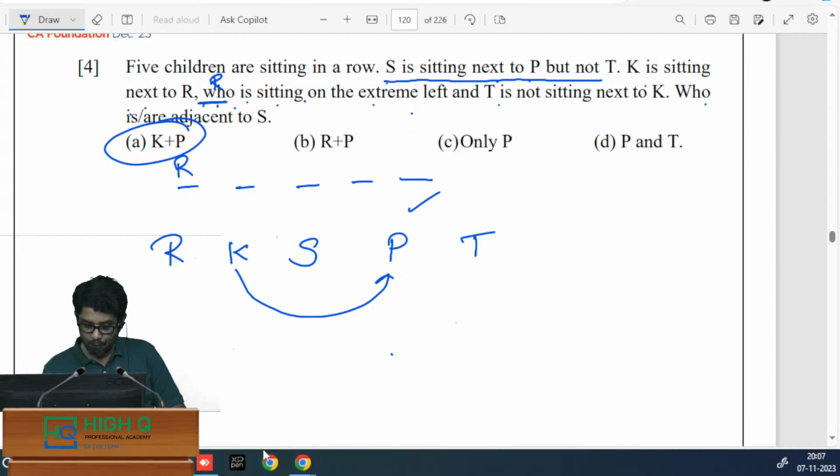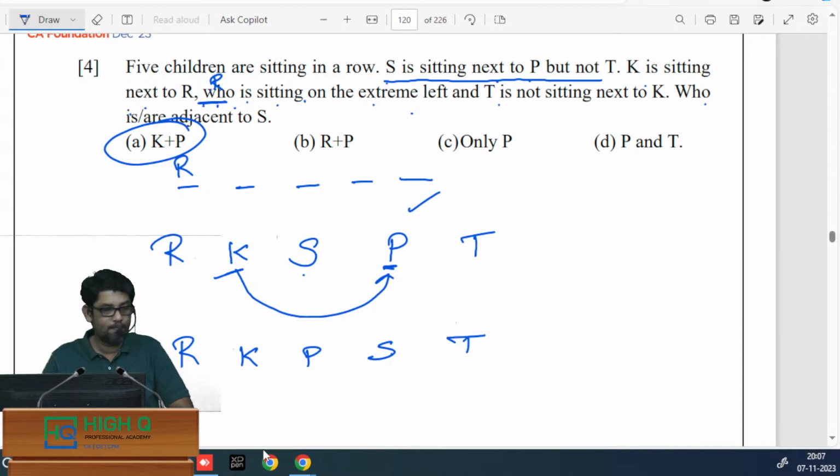Wait. Who is sitting adjacent to S? Of course. Who is sitting adjacent to S? P and K only are sitting adjacent to S, na? R, K, P, S, T. This is also possible. R, K, P, S, T also possible.